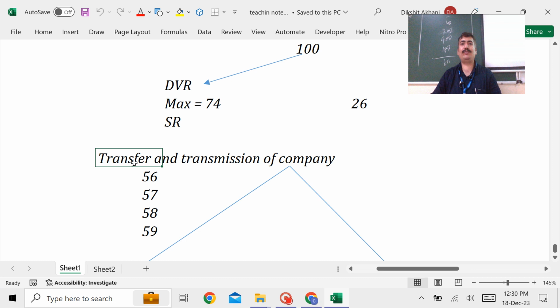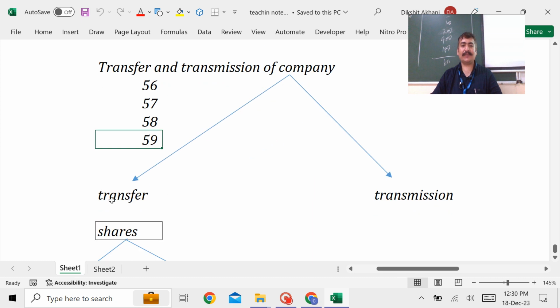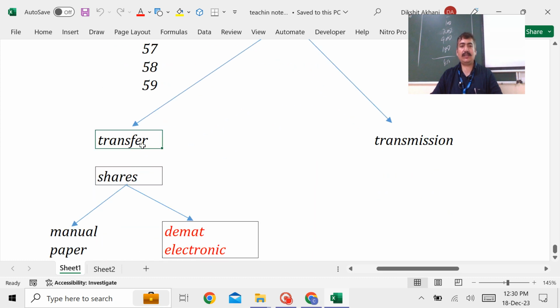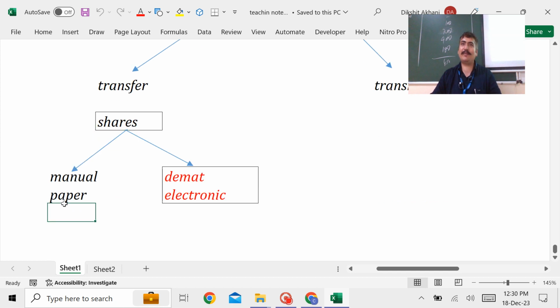I have to repeat it. Transfer and transmission of shares, Companies Act sections 56 to 59. These four sections are there. As far as the transfer of shares is concerned, shares can be classified into two parts: manual paper-based shares and demat, that is electronic, shares. This chapter doesn't apply to the demat part.